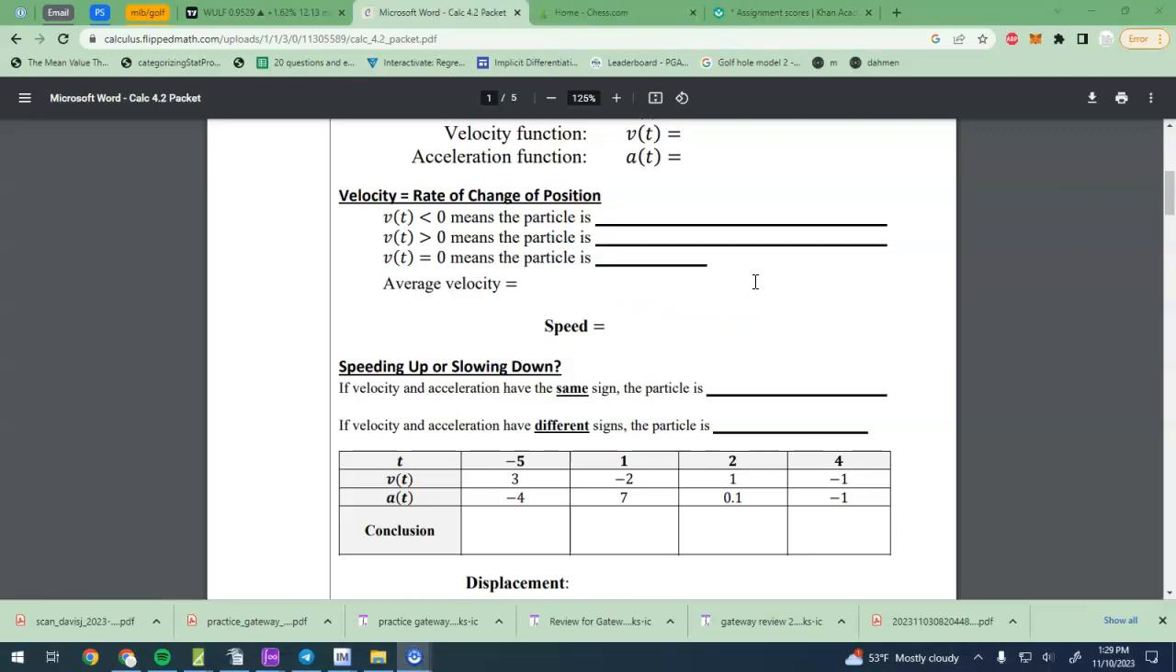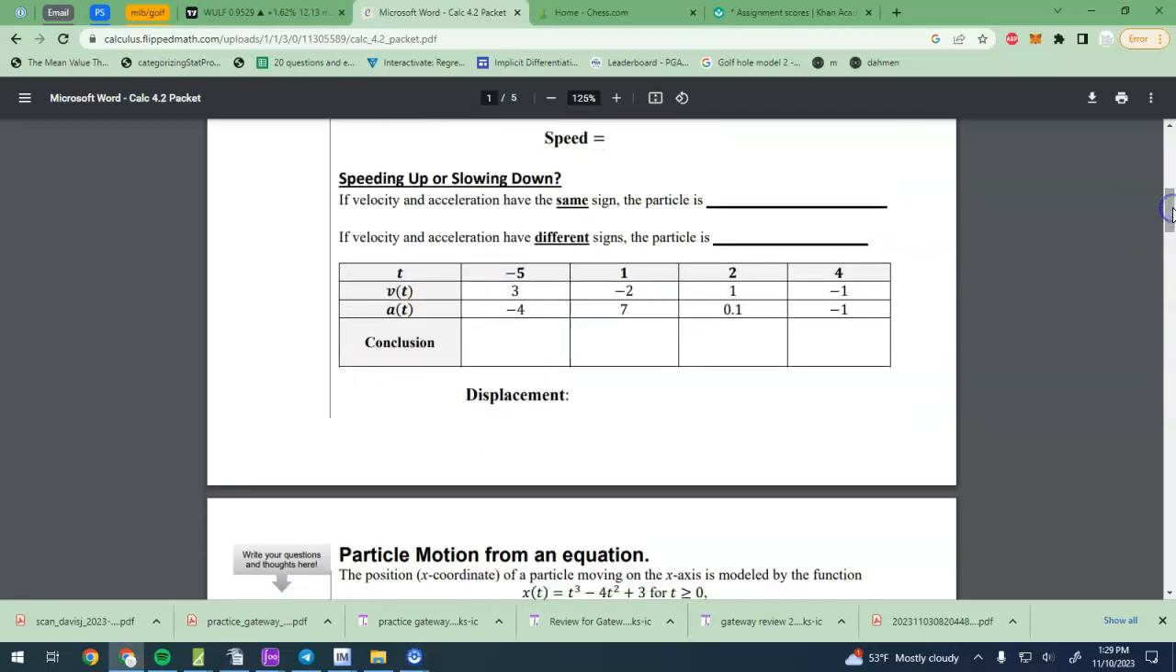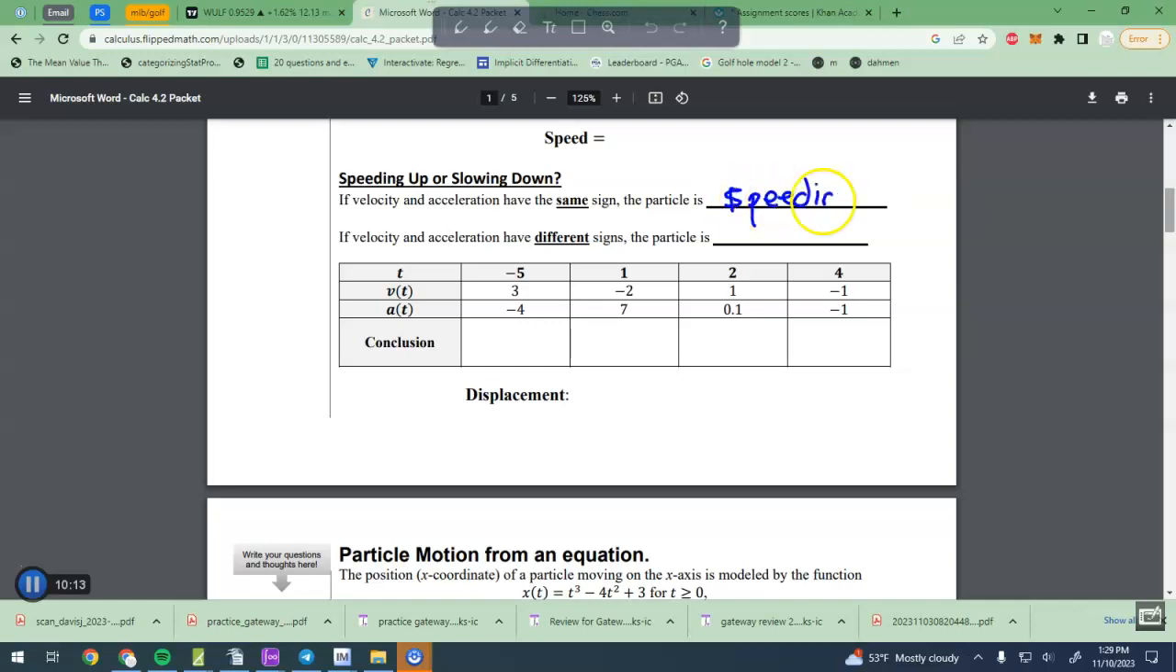Speeding up or slowing down. This is a good question to ask because I can give you an equation and ask, is it speeding up or slowing down? The deal is if the velocity and acceleration have the same sign, like if they're both positive or both negative, then the particle is speeding up. If the velocity is positive and it's accelerating, you're going forward and you're going forward faster. And if they're different, the particle is slowing down.